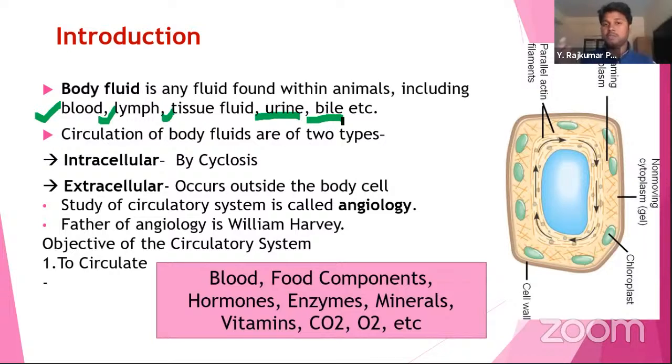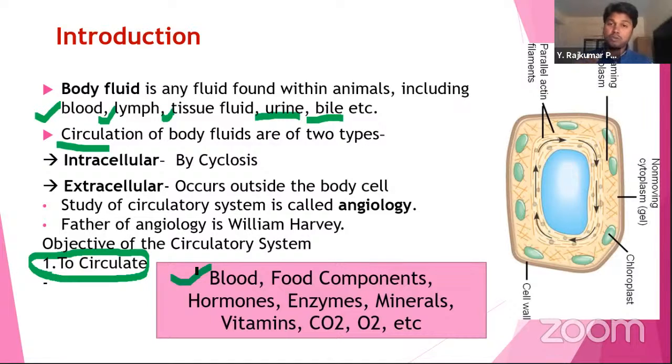For this transport, there is a need for a particular system in the body, that is the circulatory system. So let's see what things must be circulated. On the slide, you can see what things are circulated in the body. Blood is circulated all over the body, isn't it? Wherever you prick with a small pin, you find blood in the body, isn't it?